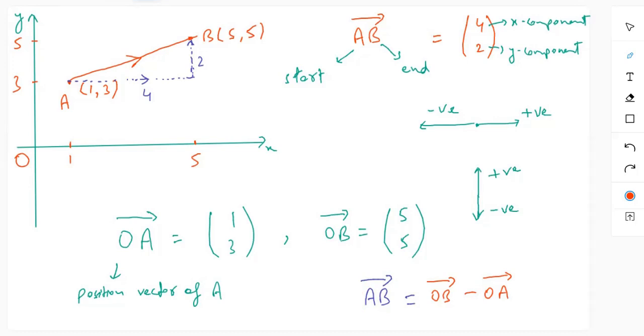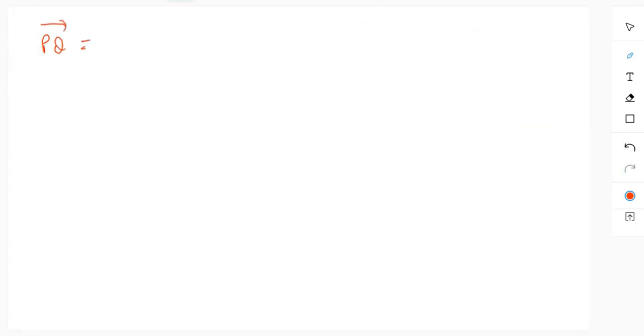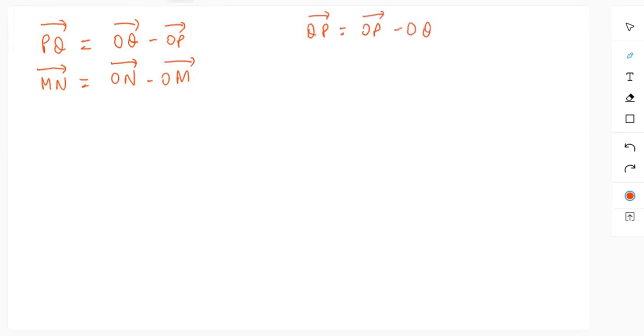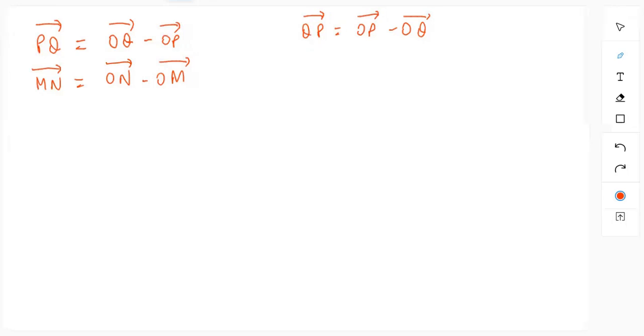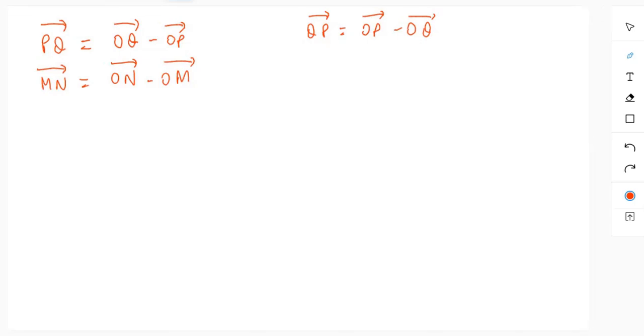Now we can generalize this to anything. So let's say we have vector PQ. How can we write this in terms of the position vectors of P and Q? We will say this is OQ minus OP. Let's say we had MN. We would say this is ON minus OM. Right? If we had QP, that will be OP minus OQ. So whatever is the second point, उसके position vector में से minus कर देंगे first point position vector. Okay, so that's an important thing that you will need to be aware of. Okay, now let's talk about another thing.